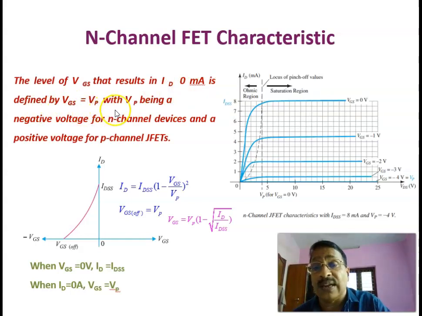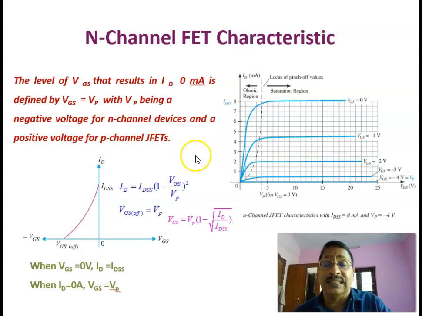Therefore, the level of VGS that results in ID equal to 0 is defined as VGS off, that is VP, and VP is a negative voltage for an N channel device and a positive voltage for a P channel device. Therefore, pinch off voltage is negative for N channel and positive for P channel. The magnitude of the pinch off voltage is given by the corresponding VP.